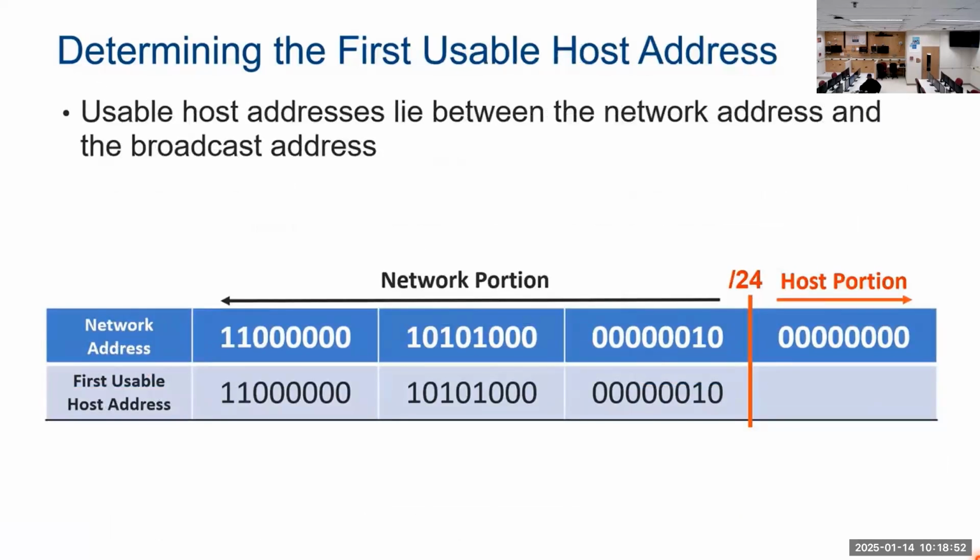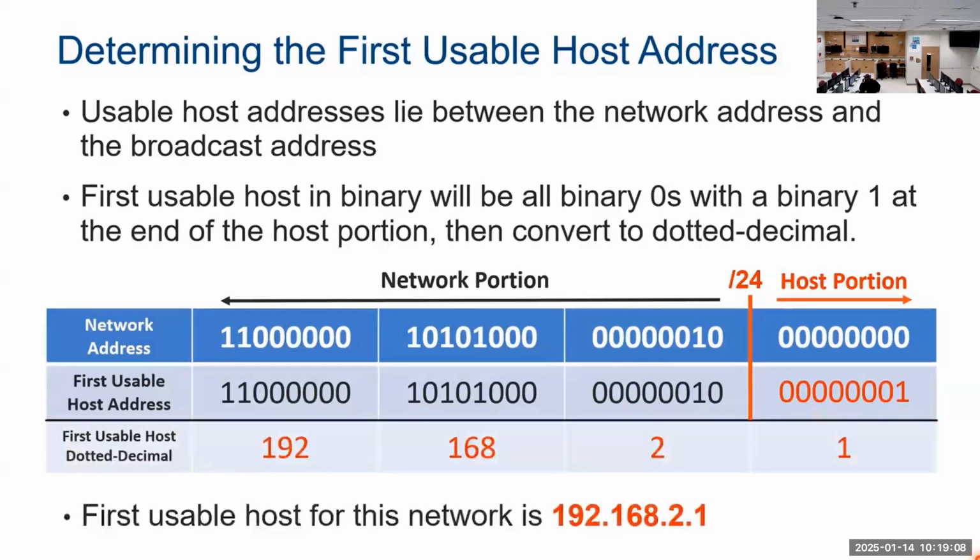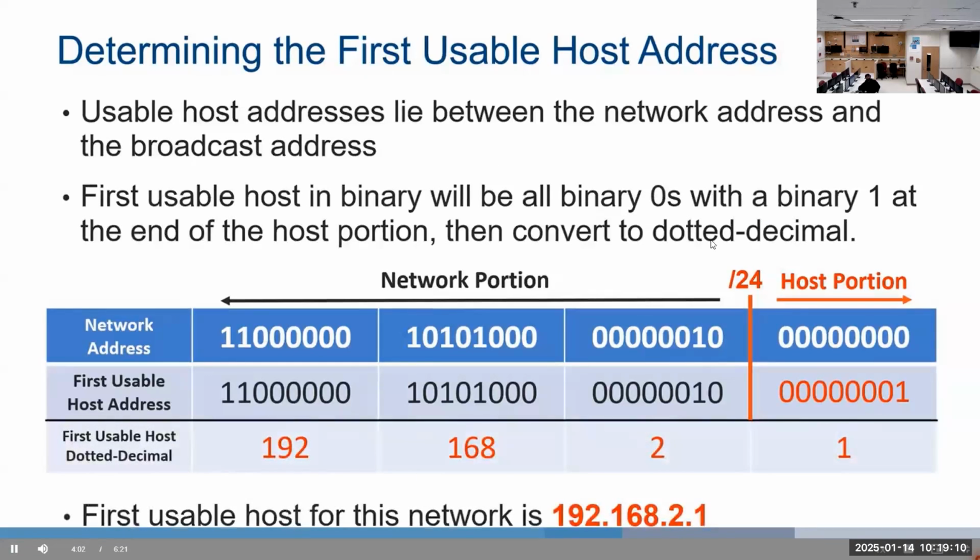Next, we'll determine the usable host addresses, which lie between the network and the broadcast addresses. The first usable host in binary will be all binary zeros with a binary 1 at the end of the host portion. Converting to dotted decimal, this tells us the first usable host on this network is 192.168.2.1. Yes, that's the first usable, right? So basically, the first usable host address is the one that comes right after the network address.